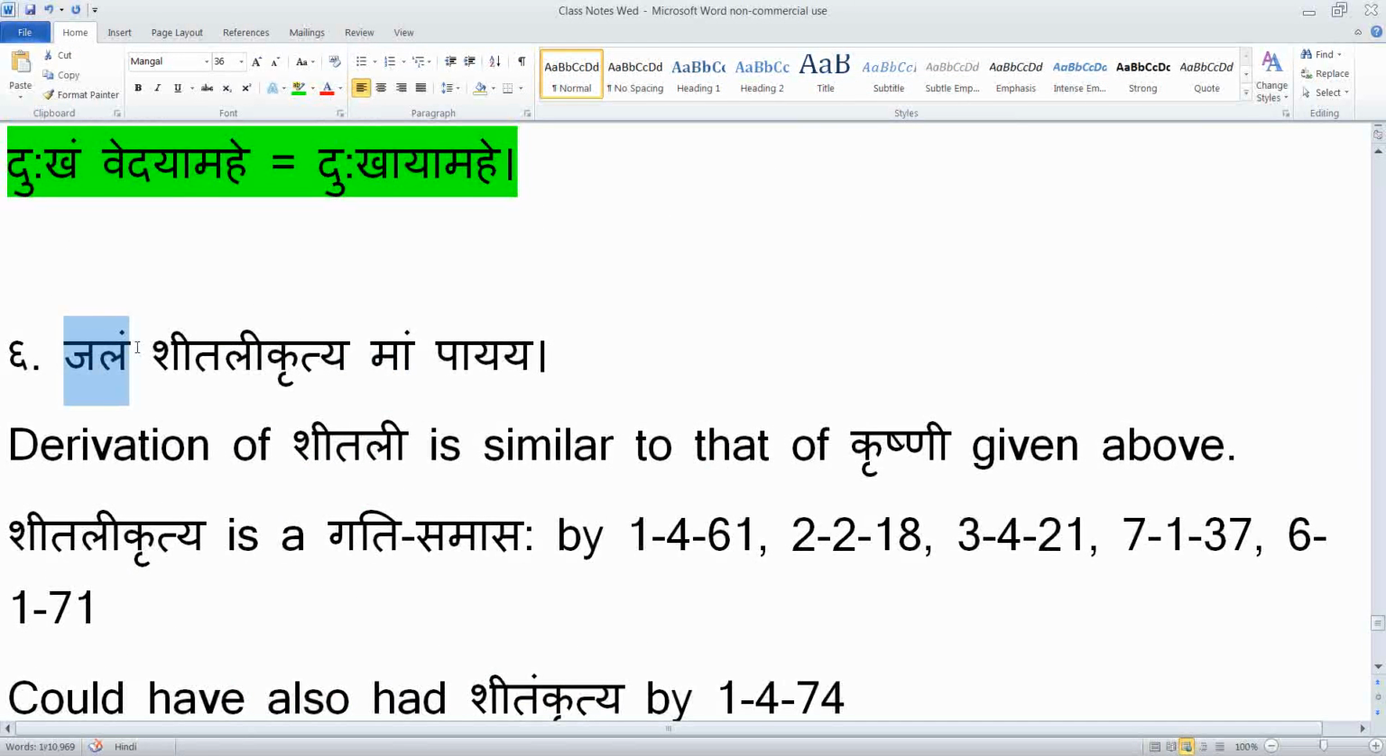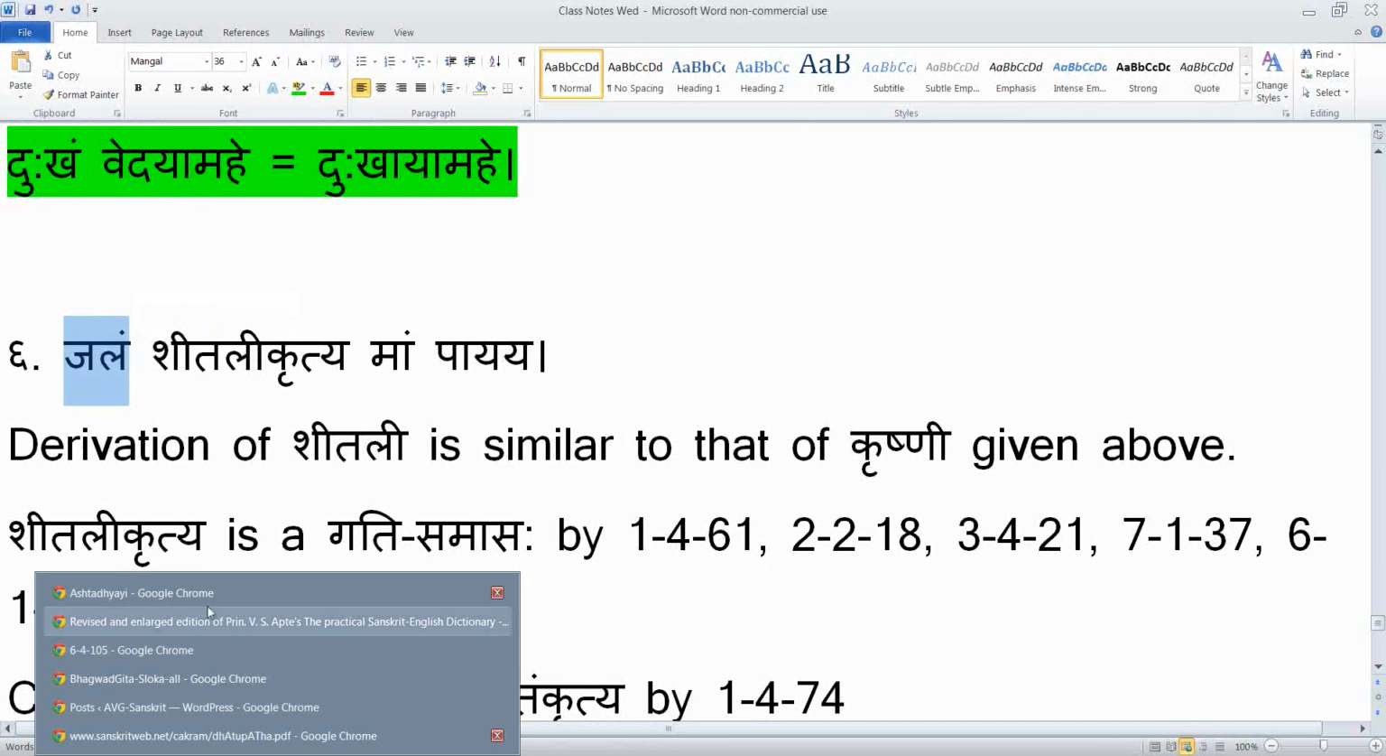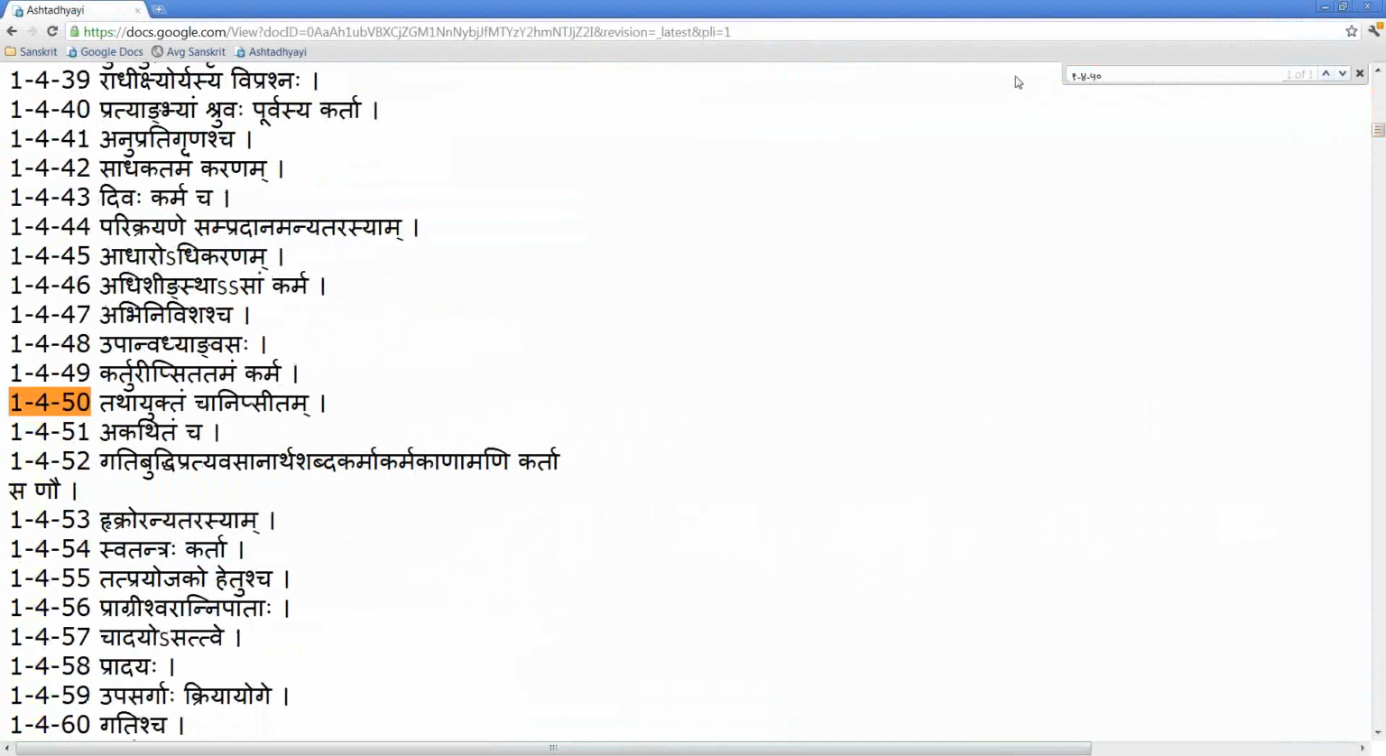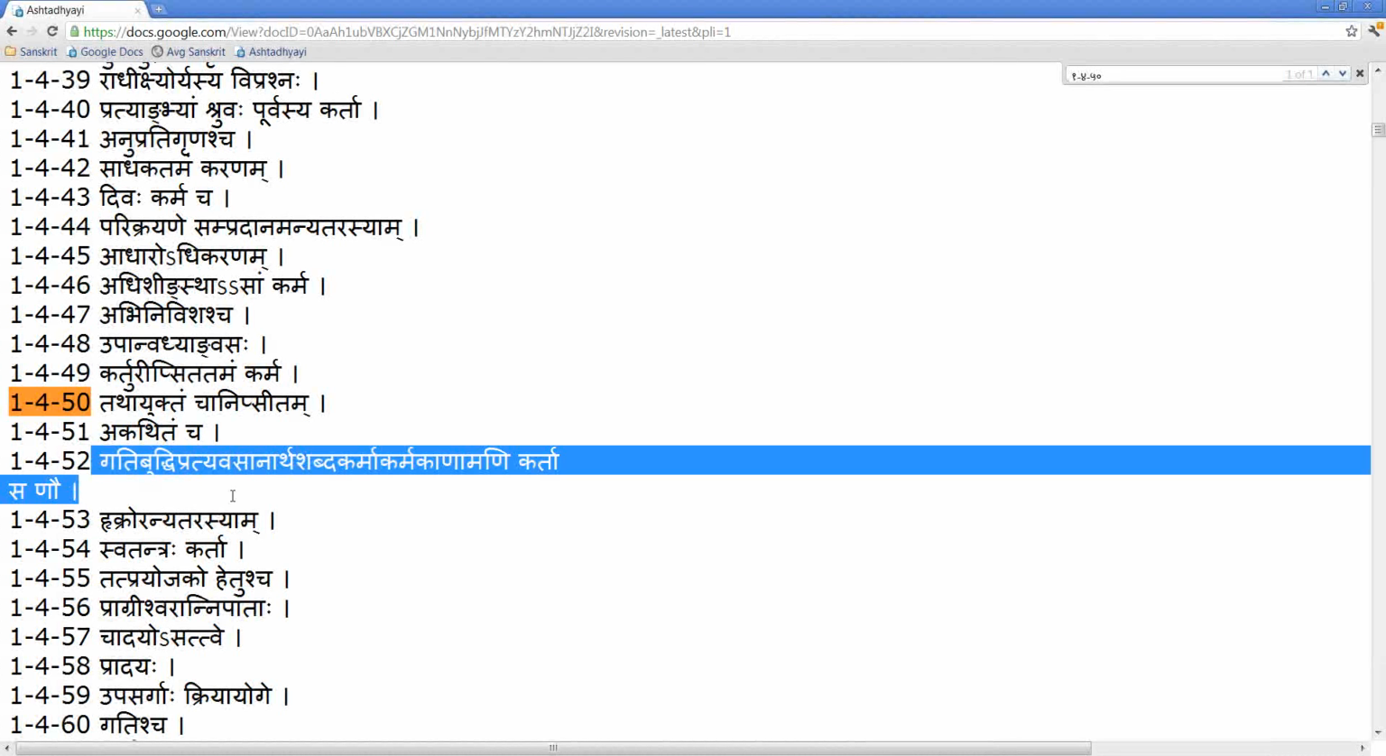that mam will not qualify, because Jalam, he wants to feed water, he wants to give me water. But now, remember the lesson we had, I'm just refreshing your memory. The lesson we had before is that right below the Sutram Akathitancha, which I think is 1-4-51. First we have Kartuhu Ipsitatamam Karma. Then we had Akathitancha. Then we have Gati Buddhi Pratyavasanartha Shabda Karma Akarmakanam Ani Karta Sa Nau.